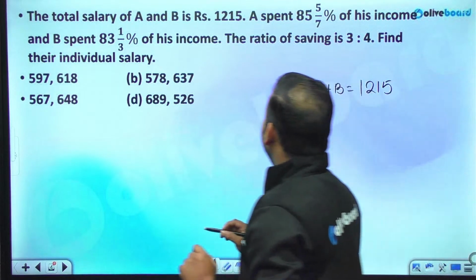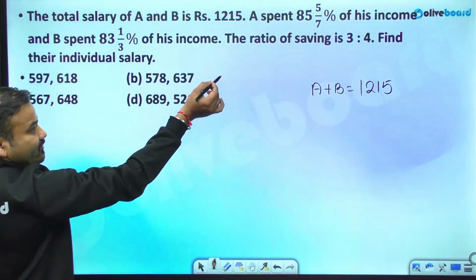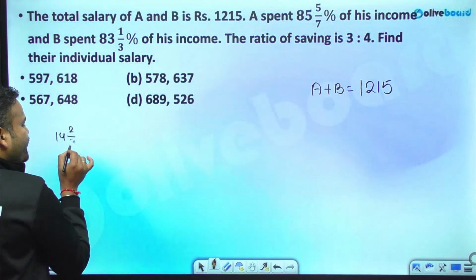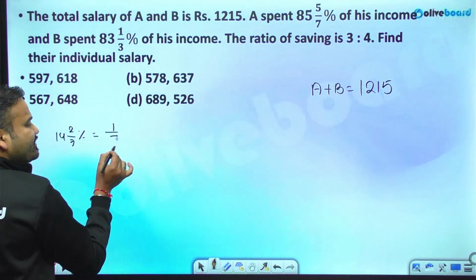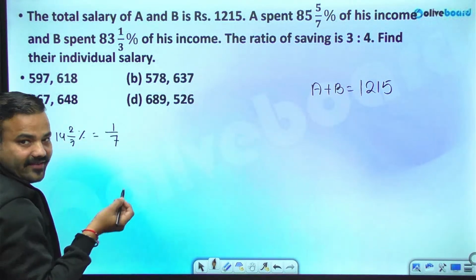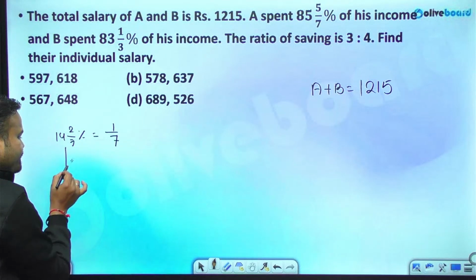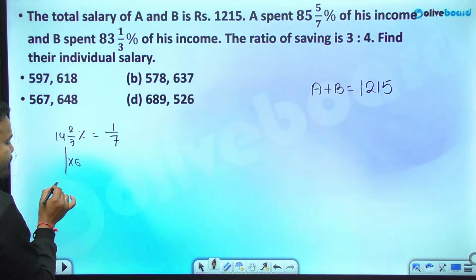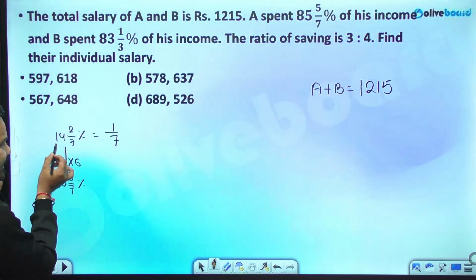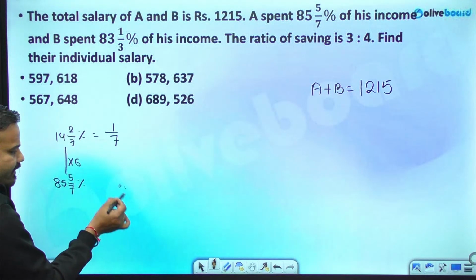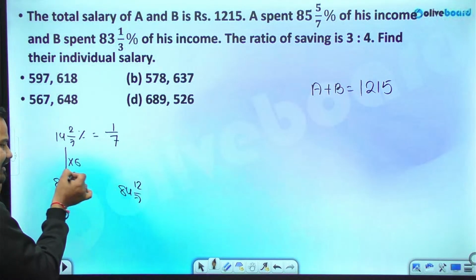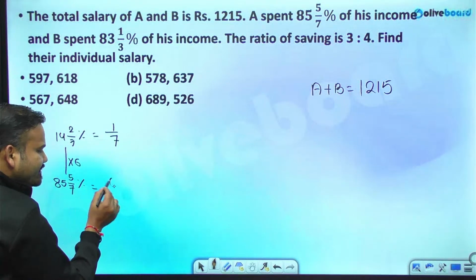A spent 85 5 by 7%. See, 5 by 7, 7 is in the denominator. What is 14 2 by 7%? 14 2 by 7% is 1 by 7. And this 85 is nothing but 6 times, 14 times 6 is 84, right? So this is almost 6 times. So directly we can write 85 5 by 7% as 84 12 by 7, and 12 by 7 can be written as 1 5 by 7. That 1 gets transferred over here. So this is 6 times, that is 6 by 7.